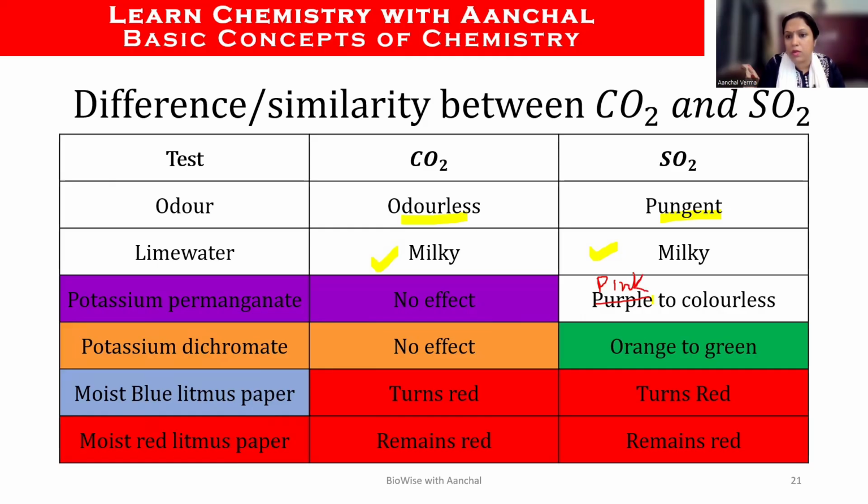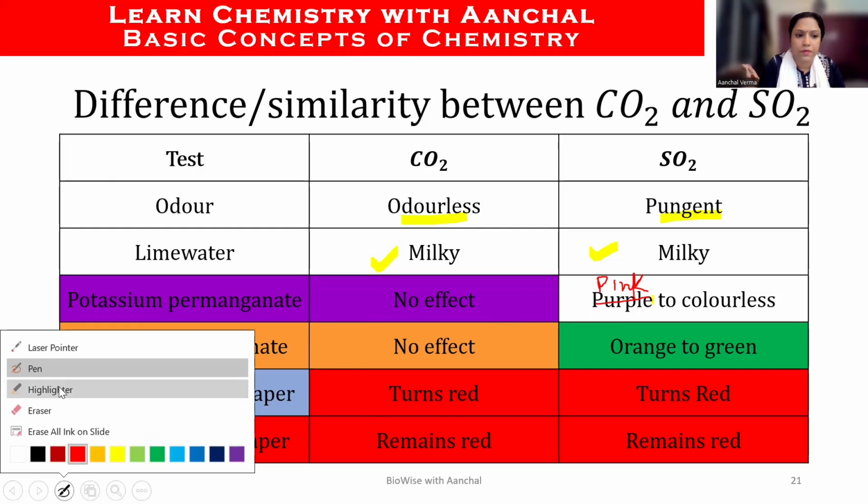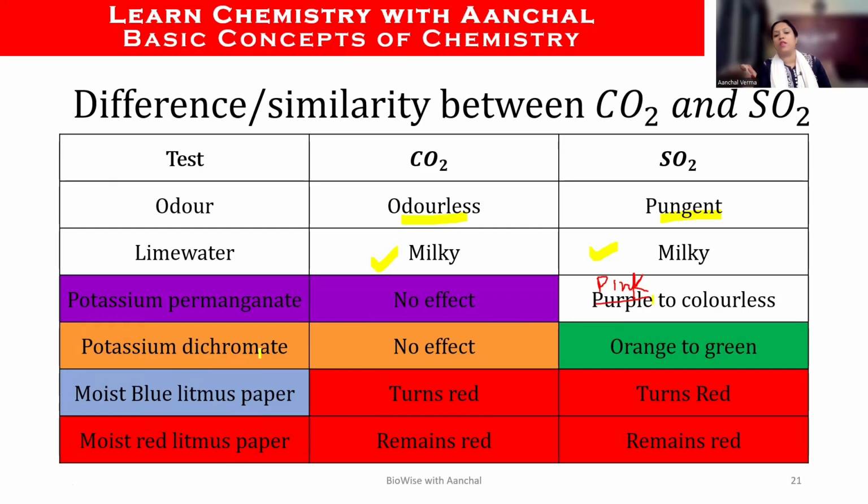Okay, pink to colorless. That will be a better option. Then potassium dichromate is orange in color. So carbon dioxide has no effect. You can see the color is not changing, but it changes to green in sulfur dioxide.